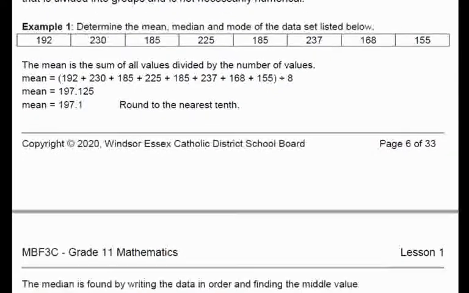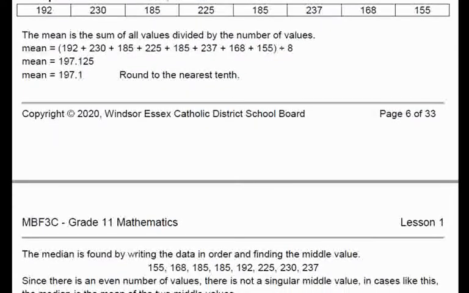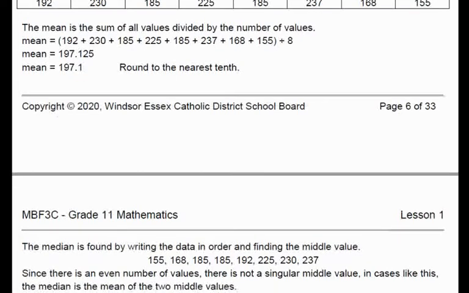Now, this first example here, it says to determine the mean, the median, and the mode of the data set listed below. And what you see is done here. The mean is the sum of all the numbers divided by 8, because there's eight values listed. And then it's good to round to keep one degree of significance. So we round to the nearest tenth if our data goes to the 1 decimal point, and we would round to the nearest hundredths if our data is at the tenths.